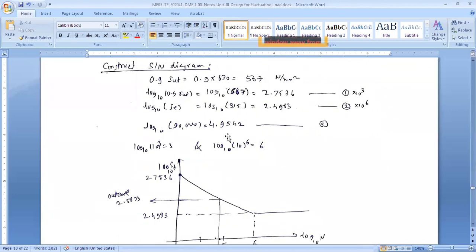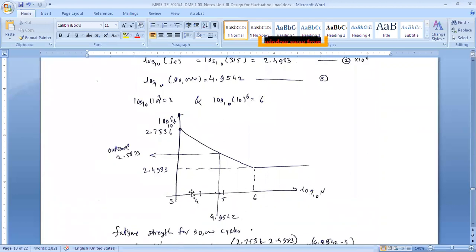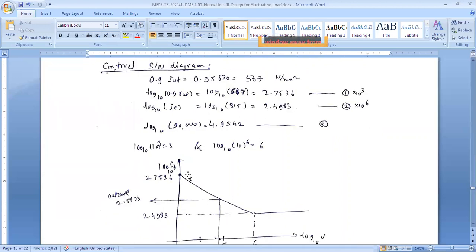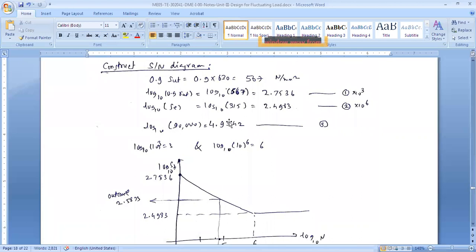And any stress more than 567, it will become low cycle fatigue. It will not even survive 10,000 cycles. It will fall below that. Means if the stress is 600, because 0.9 of SUT is 567, it will fail before even 1000 cycles. And if the stress is more than 630, it will fail because of the ultimate stress.